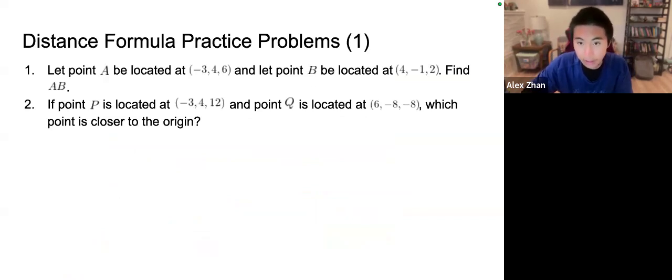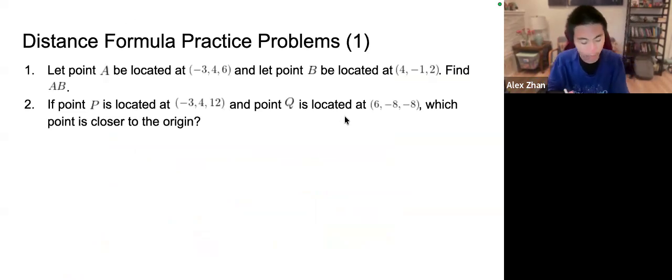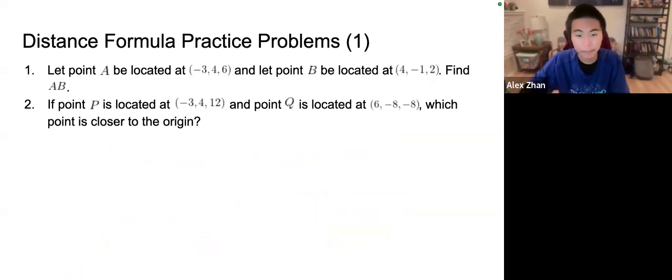Then next we'll be doing some distance formula practice. Basically just find the distance between the two given points, or find which one's closer to the origin in the case of the second question.